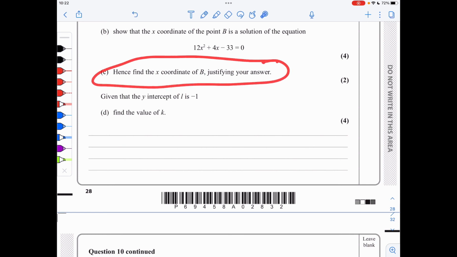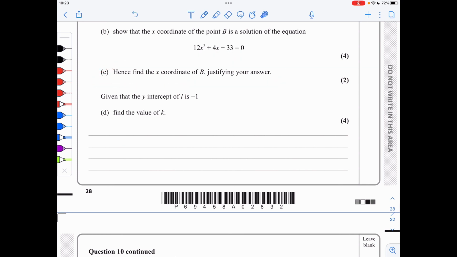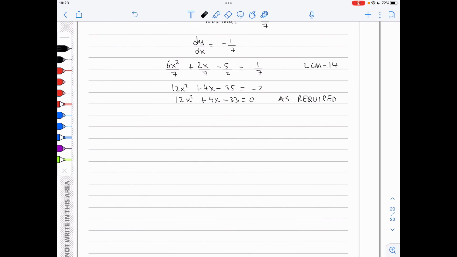In C, we need to find the x-coordinate of B, justifying our answer. So we simply have to solve the quadratic equation we've just obtained. This can be factorized into (6x plus 11) times (2x minus 3). This is equal to 0. So either 6x plus 11 is 0 or 2x minus 3 is 0, which leads to x being minus 11 over 6 or x being 3 over 2. Now we reject the negative solution since we can see from the diagram that the x-coordinate of point B is positive. So we conclude that x is 3 over 2.